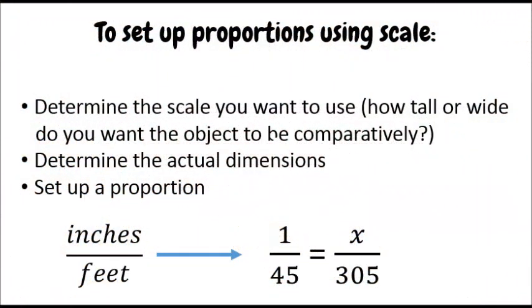Remember, you will need to set up a proportion with two ratios. The first ratio will be made when you determine the scale, and the other will be made from actual measurements. Once your proportion is set up, you will cross multiply to find the missing value.